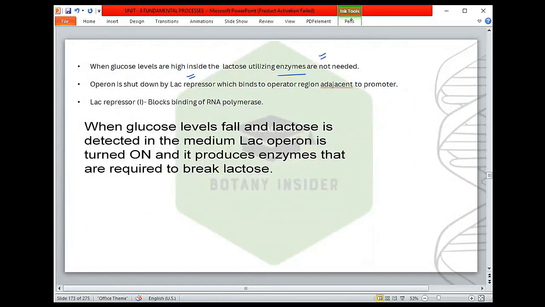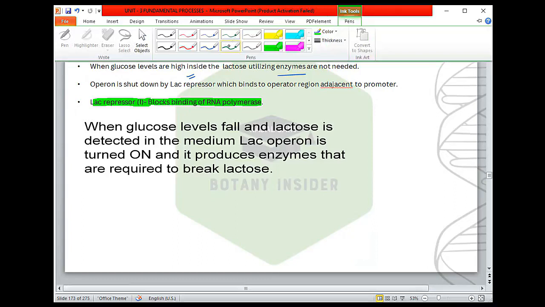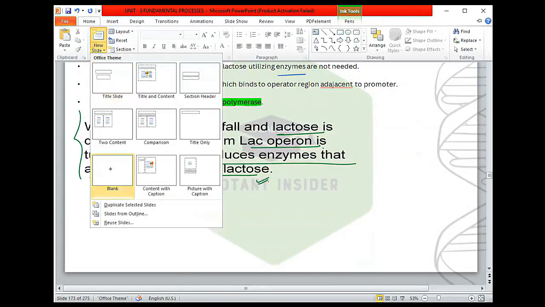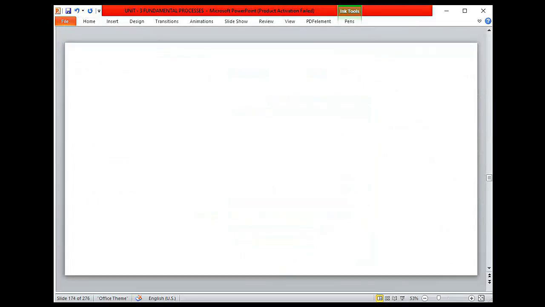Okay, so lac repressor, what does it do? It blocks the binding of the RNA polymerase. What is the main functionality it is doing? It is actually blocking the binding of the RNA polymerases. So when the glucose level falls, lactose is detected in the medium, lac operon is turned on and it produces the enzymes to break down your lactose, right? Now understand the entire thing. There are two main things that are actually happening.